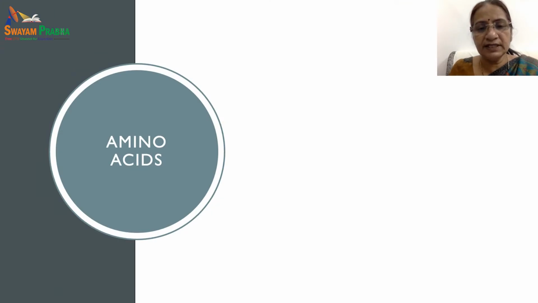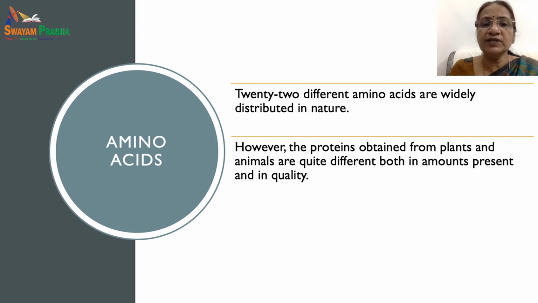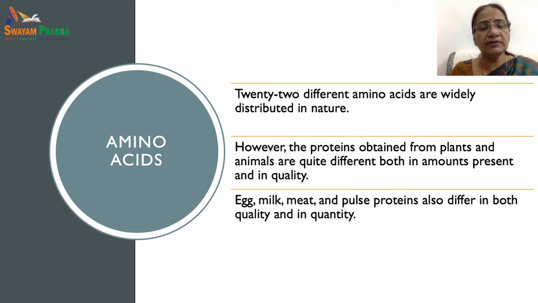Now let us study in detail about amino acids. Twenty-two different amino acids are widely distributed in nature. However, the proteins obtained from plants and animals are quite different both in amounts present and in quality. Egg, milk, meat and pulse proteins also differ in both quality and quantity.